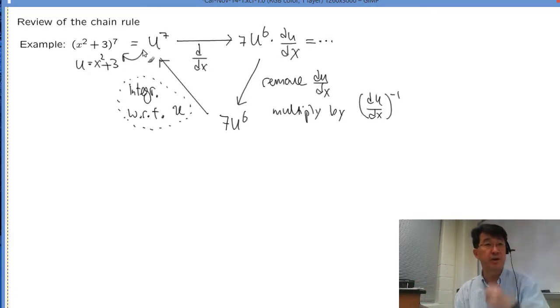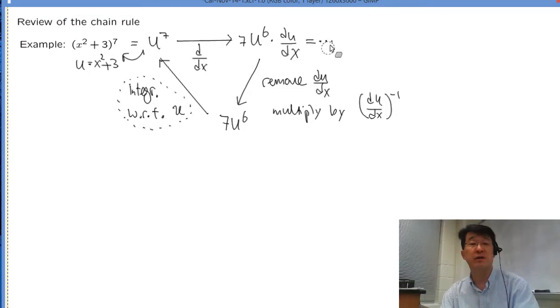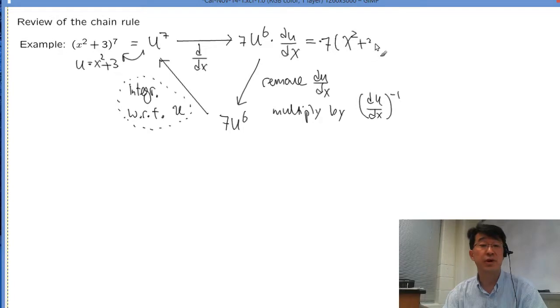It involves two steps. What is it? Multiply by the reciprocal of du/dx and integrate with respect to u. That's it. Now I'm actually going to calculate this one in here and see what that is. 7 times (x squared plus 3) to the 6th power, right? What is du/dx?